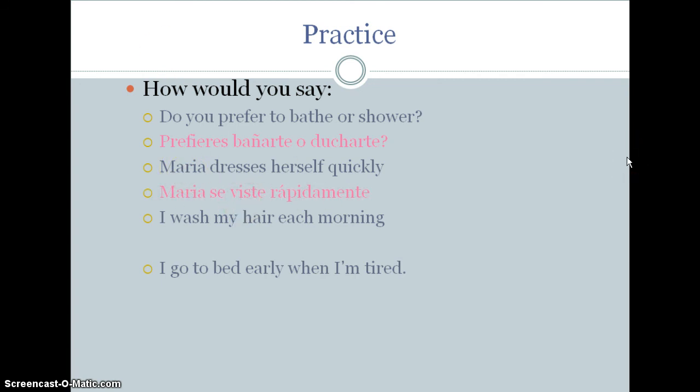I wash my hair each morning. Me lavo el pelo cada mañana. This is actually incorrect. I'll go back and change that. It needs to say me lavo el pelo. That's actually a common mistake. And then, I go to bed early when I'm tired. Me acuesto temprano cuando tengo sueño. Voila, I fixed it. Me lavo el pelo, and me acuesto temprano cuando tengo sueño.